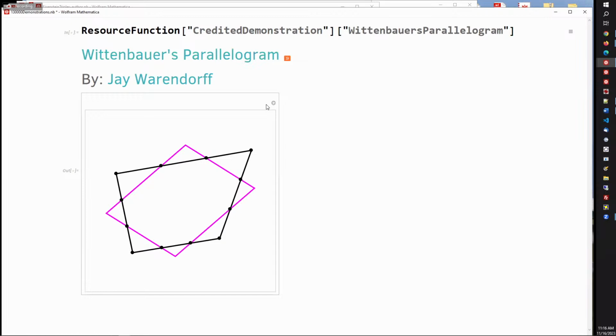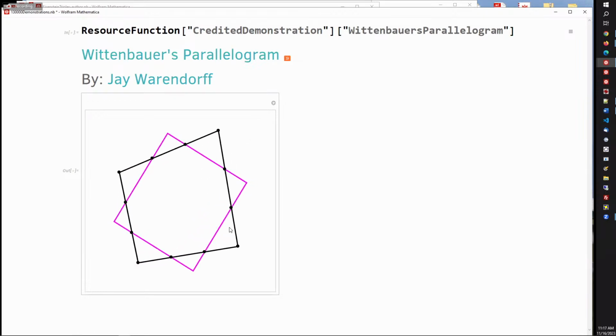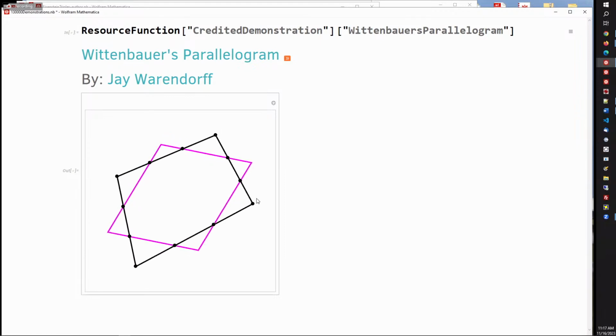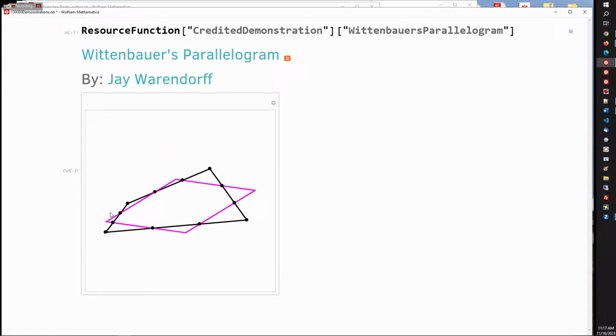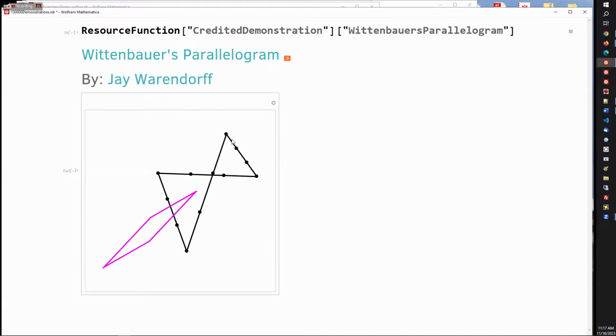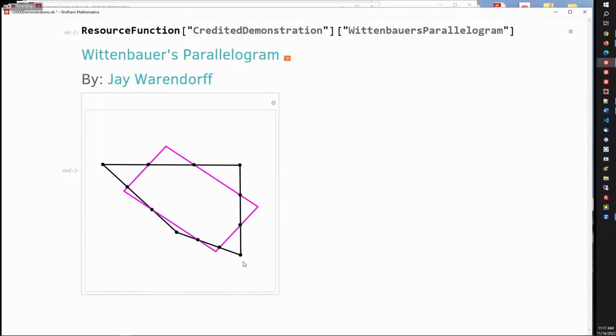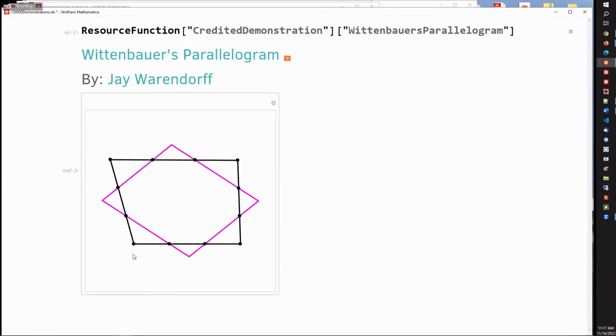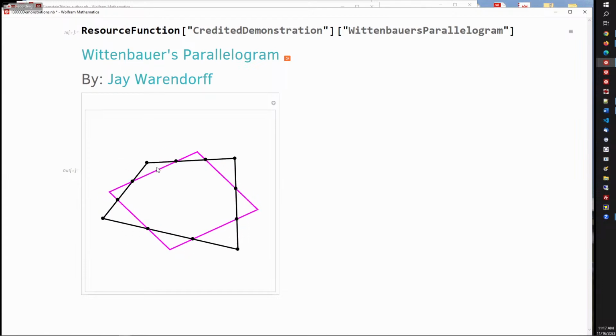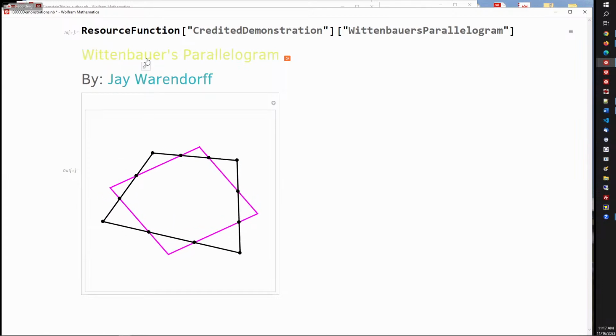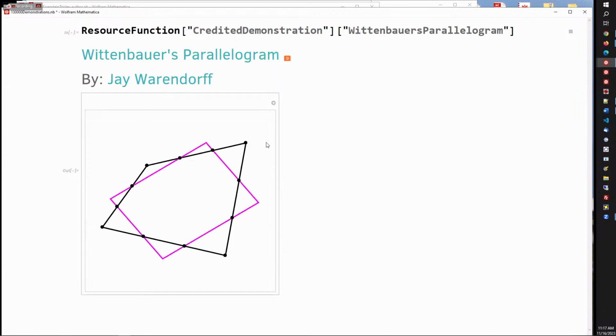If you divide all the edges of a quadrilateral into thirds, you also get a parallelogram for any quadrilateral, even if it's concave. And you can get the code for this at Wittenberg's parallelogram.